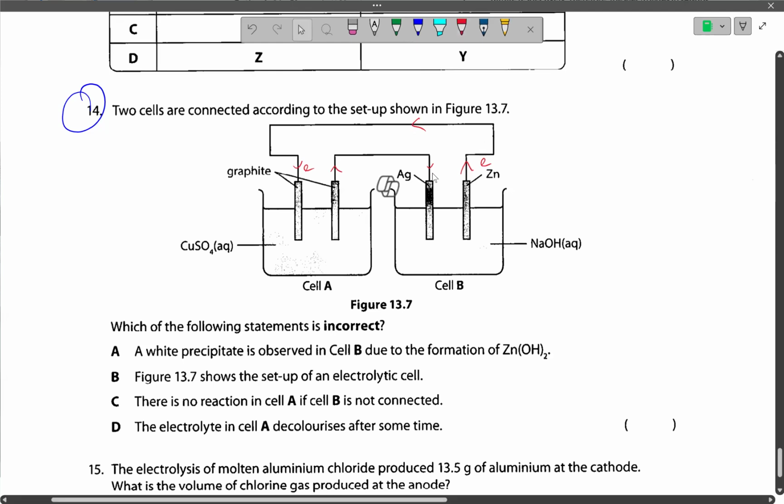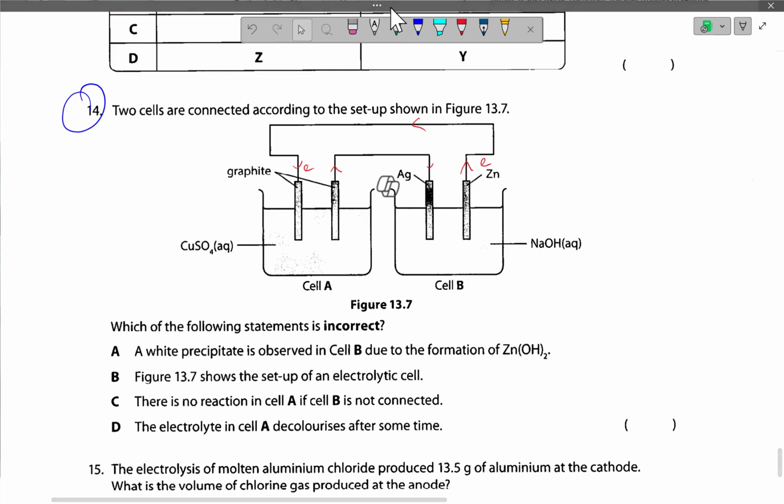That's how it works. Because of different metal, zinc more reactive, electron will flow out, and so on. This side must be electrolytic cell. A must be electrolytic cell because graphite cannot be a chemical cell. So which of four is incorrect?